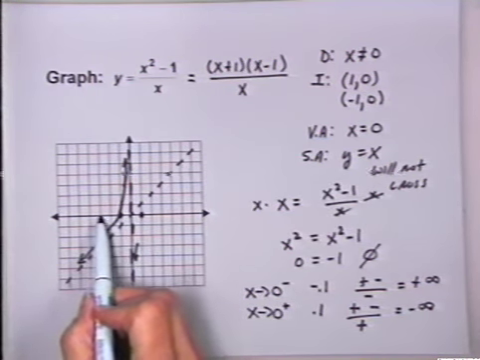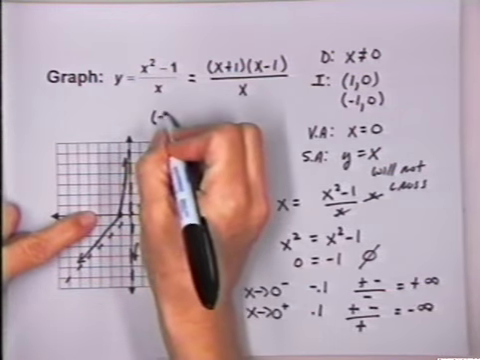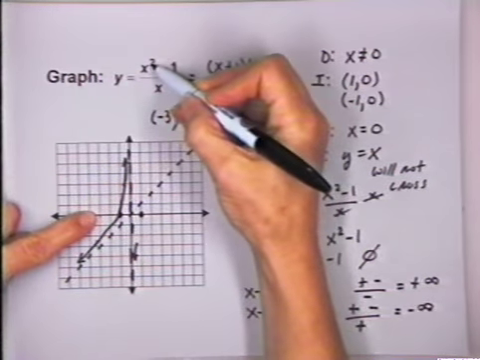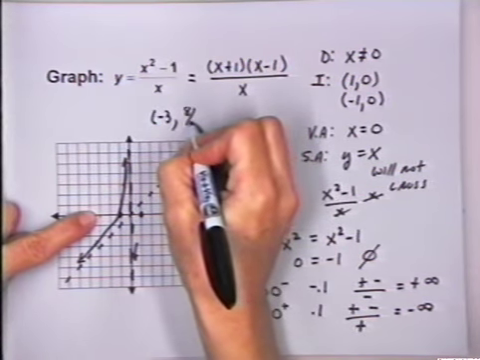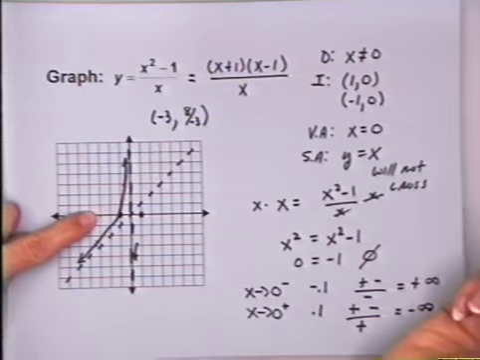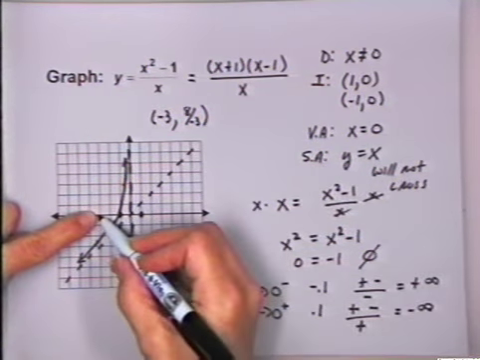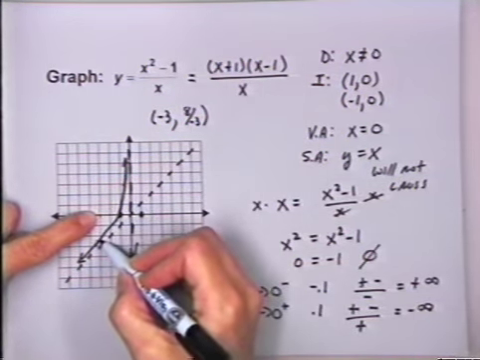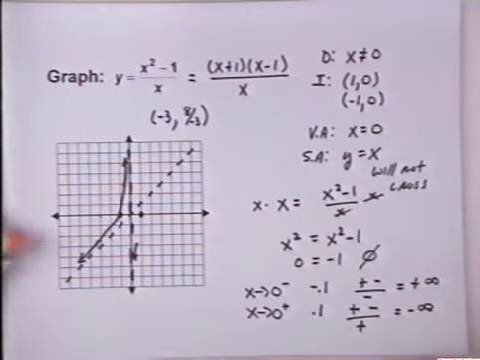Let's use, let's say, -3. And I think I'm going to put it in right up here. Negative 3 squared is 9, minus 1 is 8 over negative 3. 8 over negative 3 is negative 2 and 2/3. So at negative 3, we're going to be down at negative 2 and 2/3. And so you can see we are getting close to this slant asymptote.